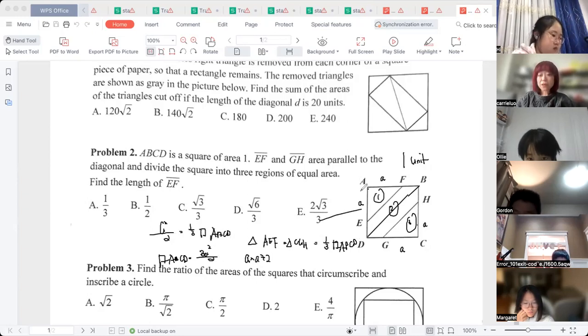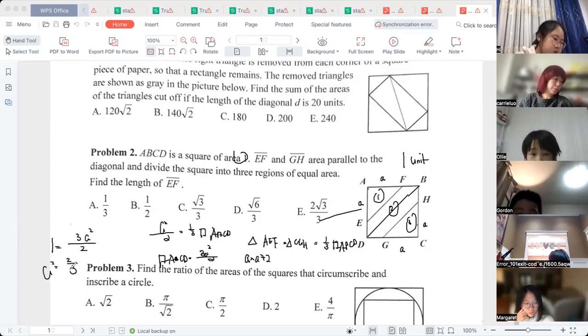But we know that square ABCD has an area of 1, correct? So that means 1 equals 3a squared over 2. So a squared equals what? Equals 2/3. Okay, I'm going to stop here and let you think about it, to see if everything is still making sense.